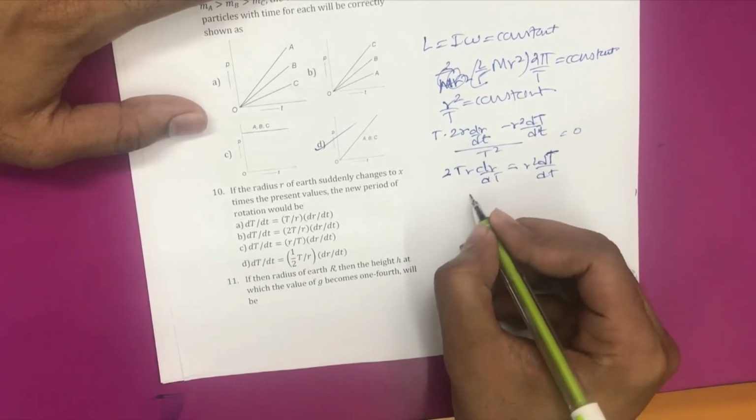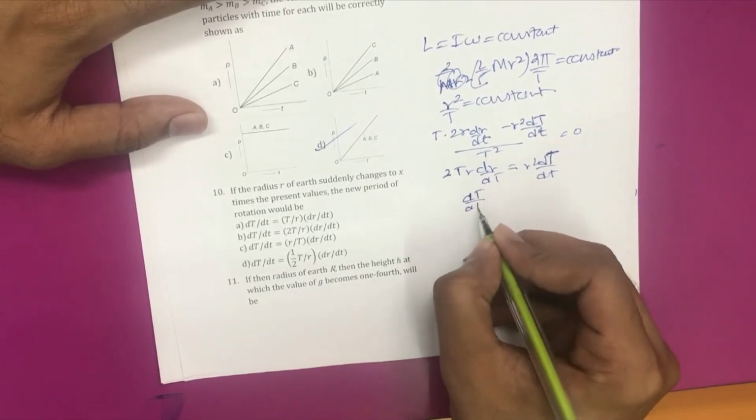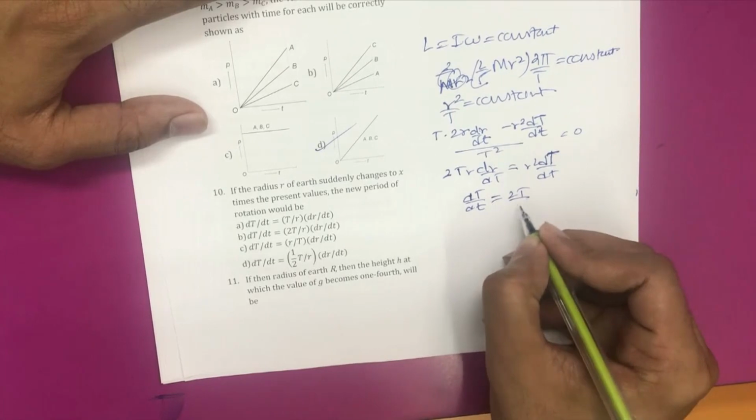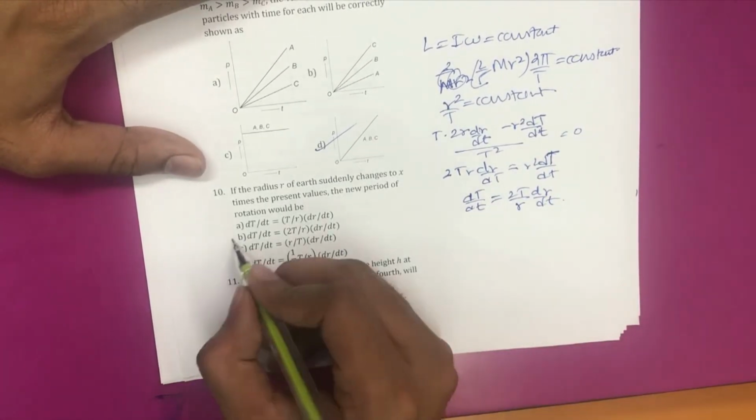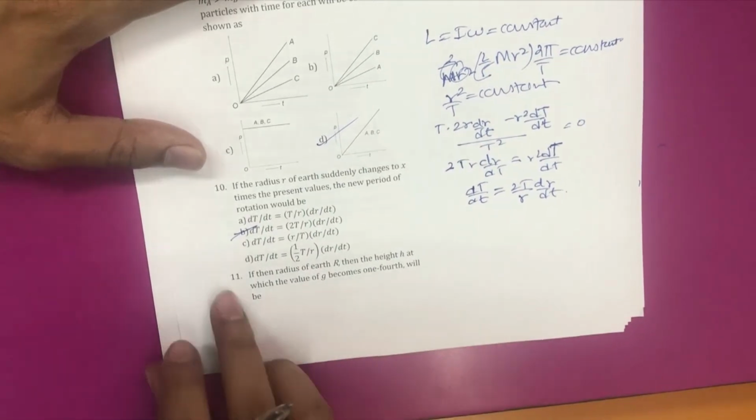That would basically give me dT by dt equals 2t by r dr by dt. So my correct option here would be option B.